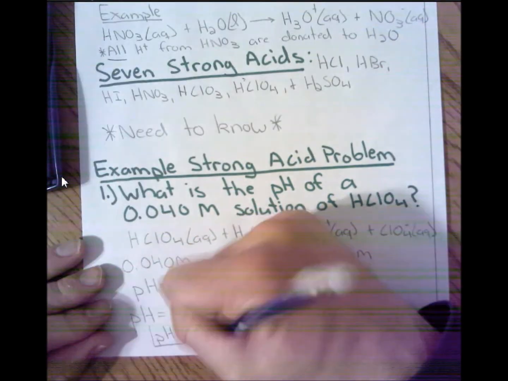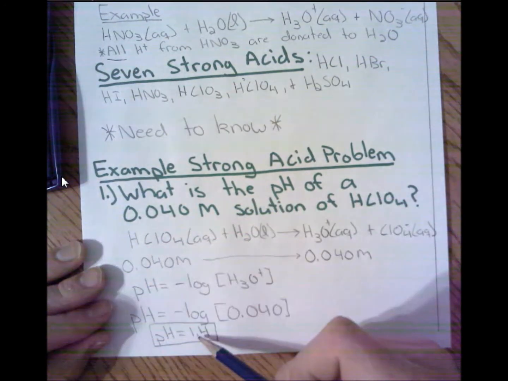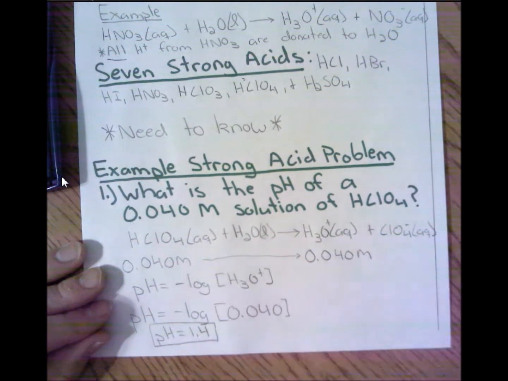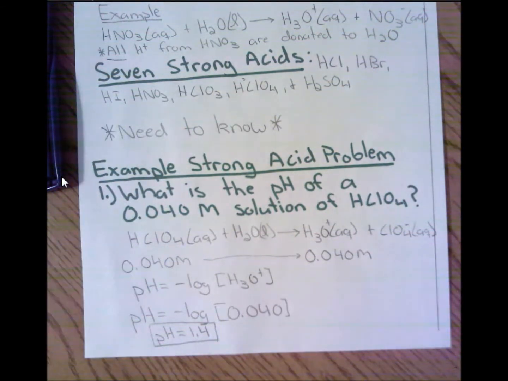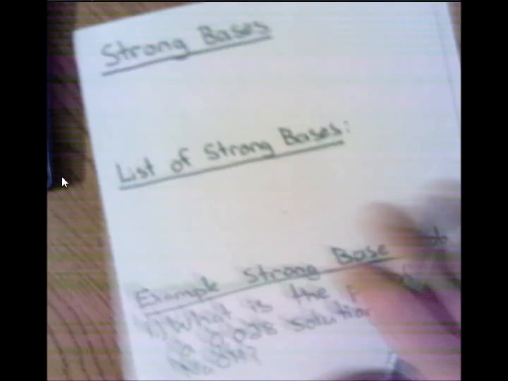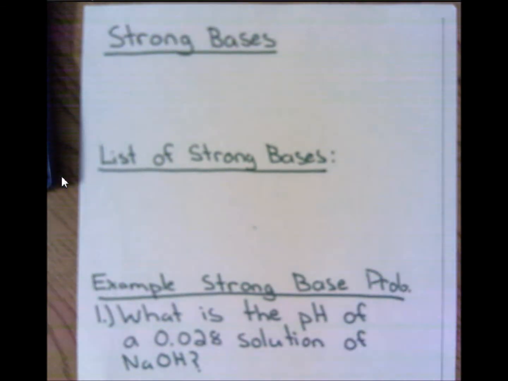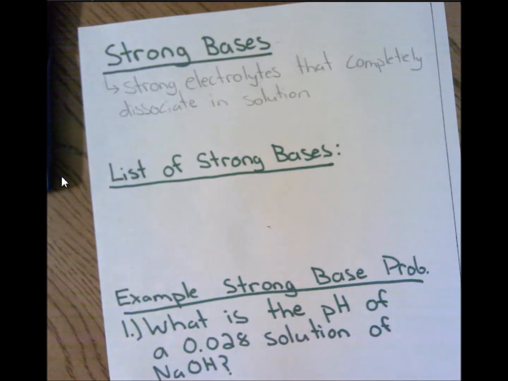What we can do now is a very similar type of scenario with strong bases. Now, we start out strong bases with a very generic definition, just like we did for strong acids, and that is this. Our strong bases are strong electrolytes that completely dissociate in solution. Now, this is the exact same definition I just wrote down, so it's not really helpful, but again, the best way to see this is through an example.